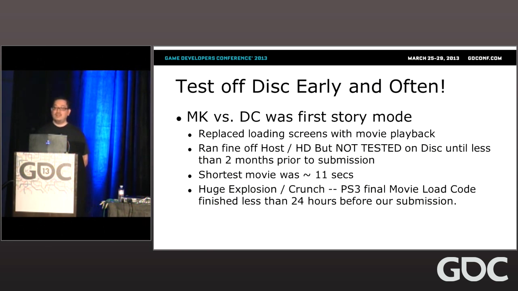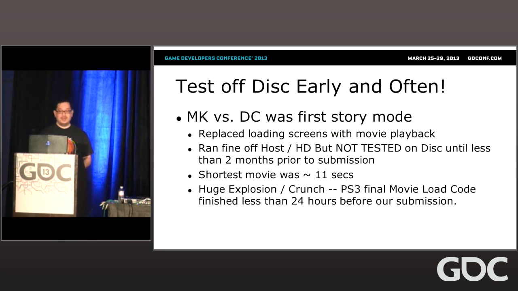The one thing I would say if you're going to attempt to do movies during playback and loading is to test off of disk early and often. The first time we did story mode was MK versus DC. They didn't actually test this until basically 2 months prior to submission, and all of a sudden, when they ran it off disk, it didn't work, because the shortest movie they picked was about 11 seconds long, and we had to load 200 megabytes of data while playing an 11-second movie.